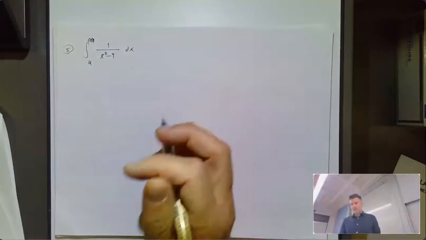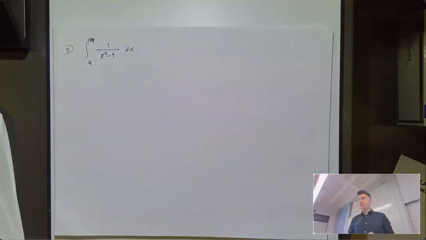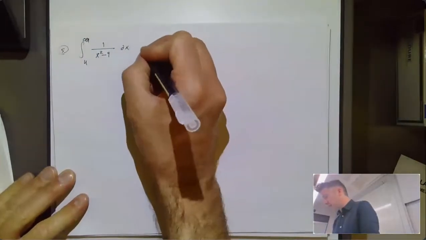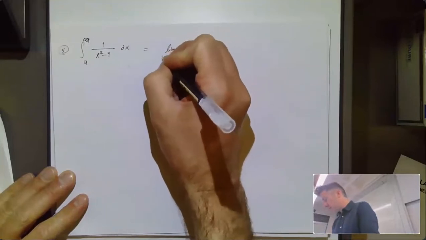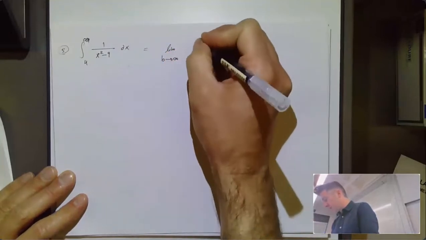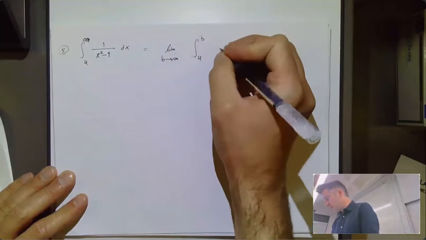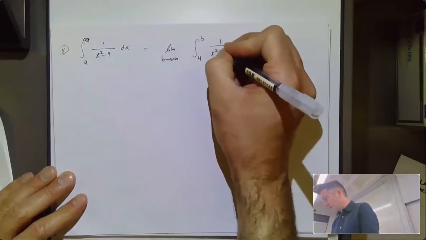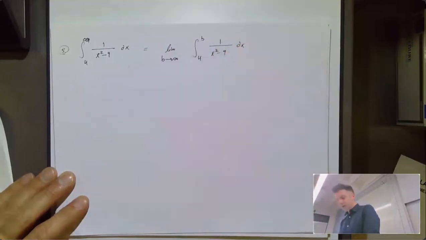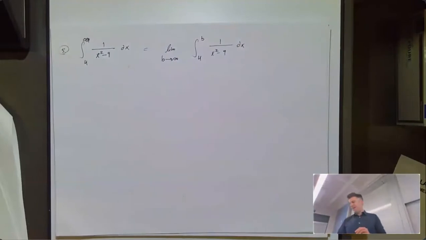So, definitely improper. So they're going to write this as the limit as b goes to infinity of the integral from 4 to b of 1 over x squared minus 9 dx. But now I have to actually integrate that thing. And how do I integrate 1 over x squared minus 9? It's definitely not the natural log of x squared minus 9.